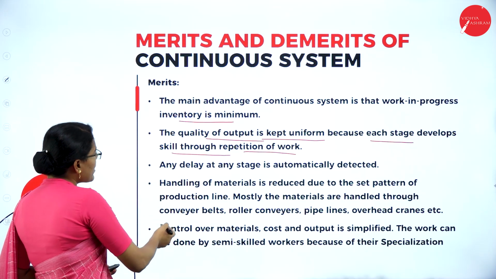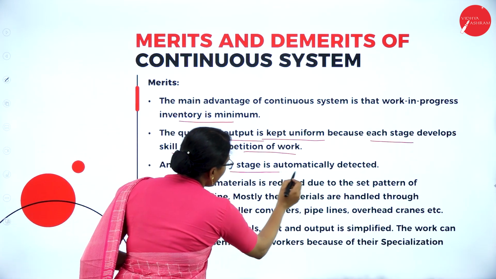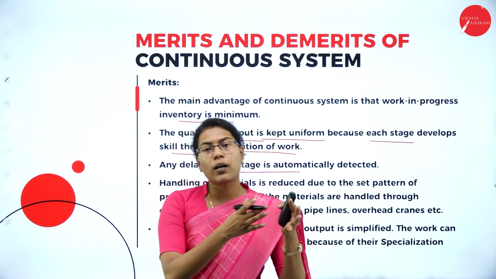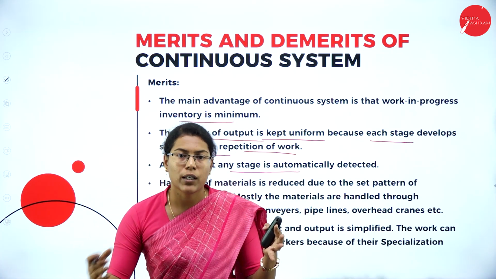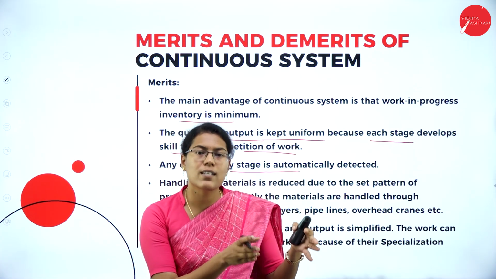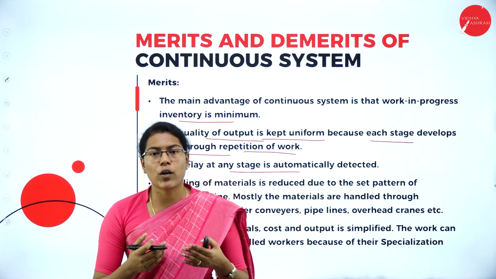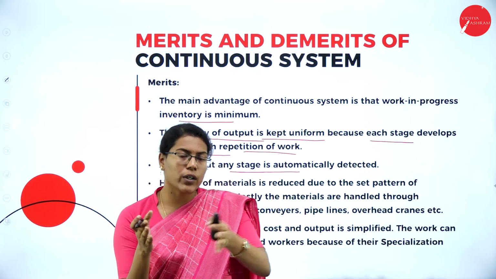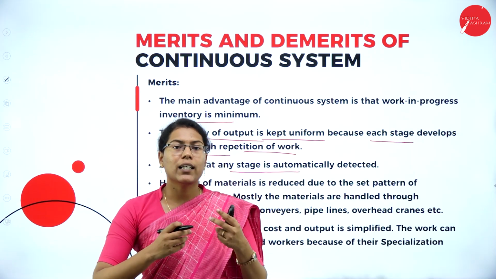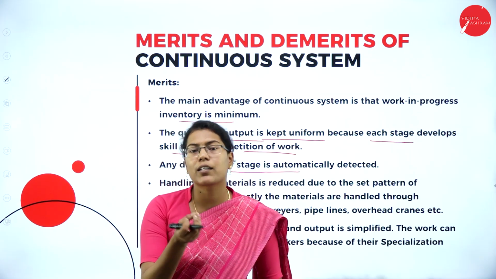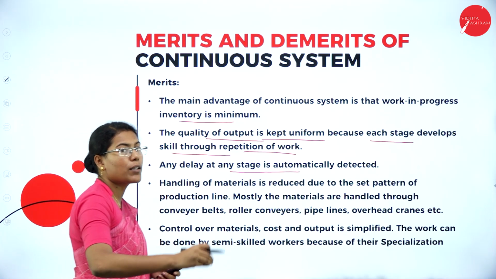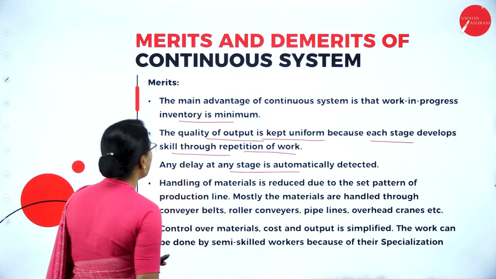One more merit is that any delay at any stage is automatically detected, because it passes through a continuous series of processes which is done continuously. So even if one process is disturbed, it will be known, because if one process is disturbed, it will not move to the next process. So automatically we can easily identify where the problem exists. So any delay that is caused in the process of production can be easily detected.